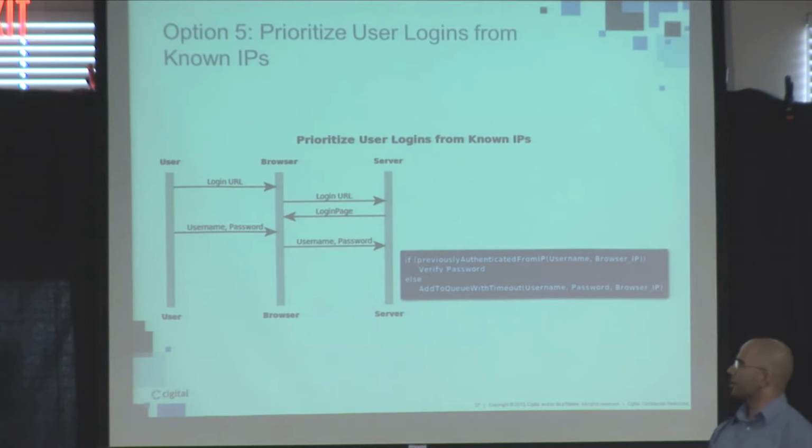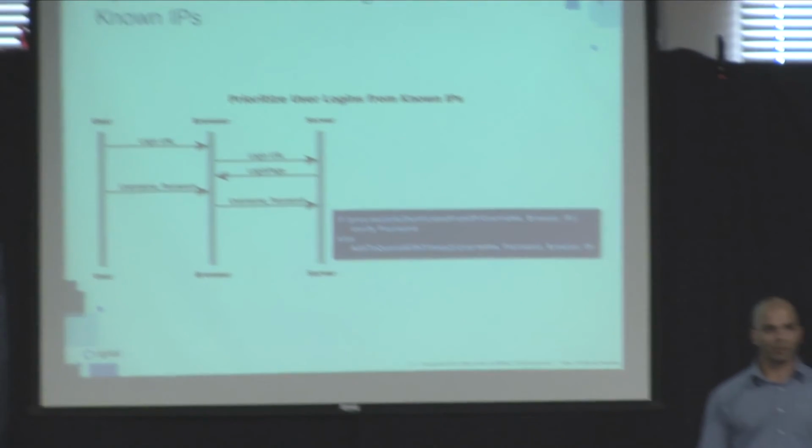So as before, when the user submits a username and password, we have to figure out whether we want to verify the password or not, because that's a computationally intensive operation. If that user has previously authenticated from that IP address, then we just go ahead and verify the password. If the user hasn't authenticated from that IP address before, then we just add that login request to a queue. We add the username and password, maybe some kind of timeout value, and the IP address that the user is logging in from. And if we're getting too many requests in the queue, some of those requests will just time out, and we just return errors to the browser.